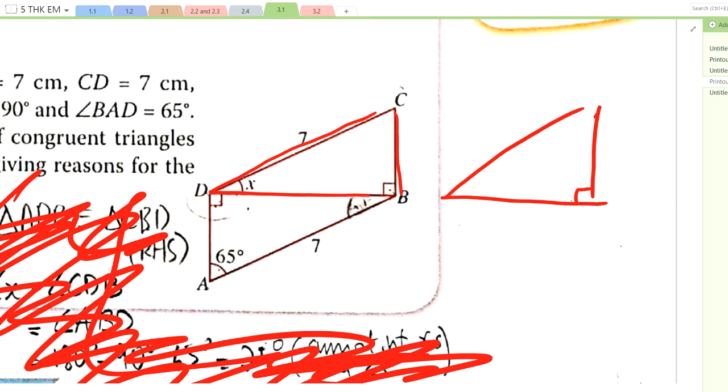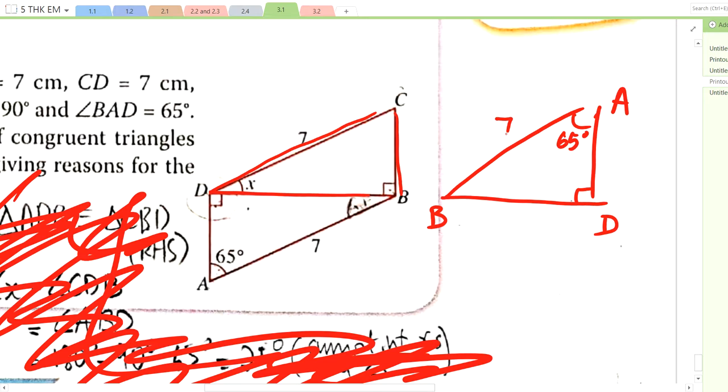Okay, so I see a letter D over here for the right angle. Then the shorter side will be DA. So this must be A, and the other one must be B. So I'm going to try and prove that these two triangles are congruent. Right now, I already have one right angle. Put in all other information you have. Okay, I have that this is 65 degrees. I also know that this is 7.